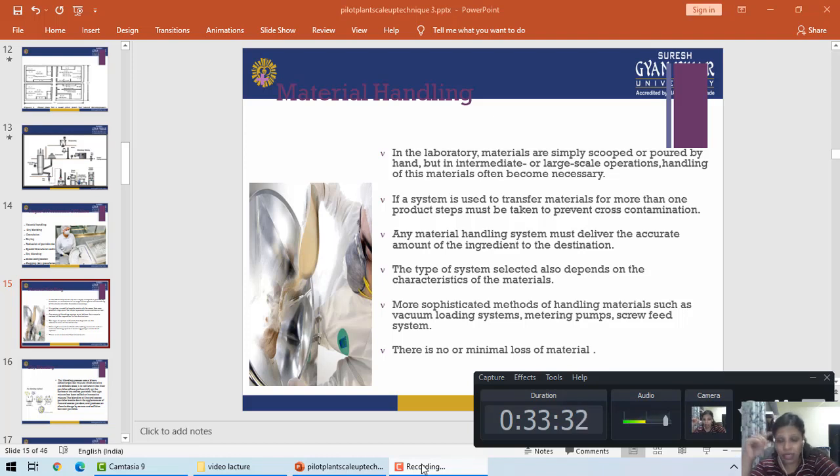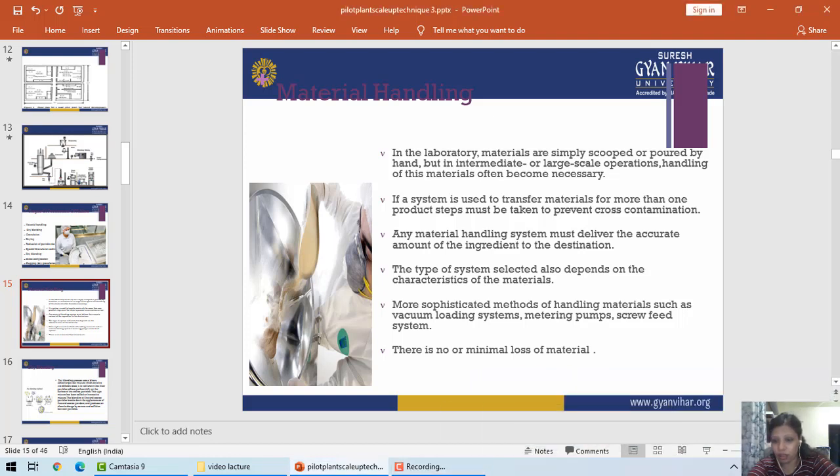More sophisticated methods of handling materials, such as vacuum loading systems, metering pumps, screw feed systems, etc., result in no or minimal loss of material. So there should not be any loss of material. The loss of material is not significant. So always we should transfer the accurate amount of material from one place to another.